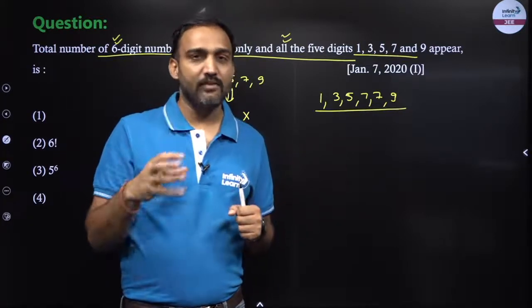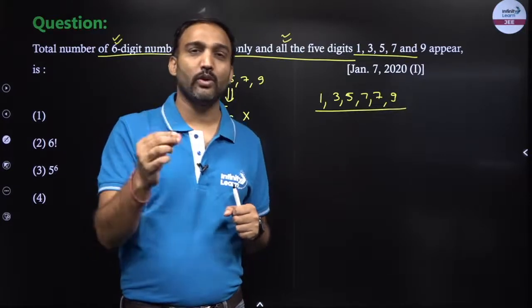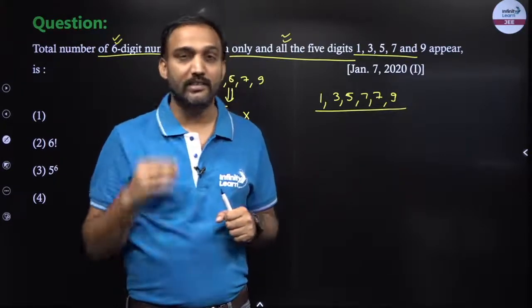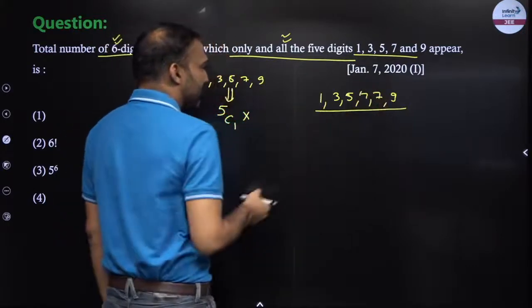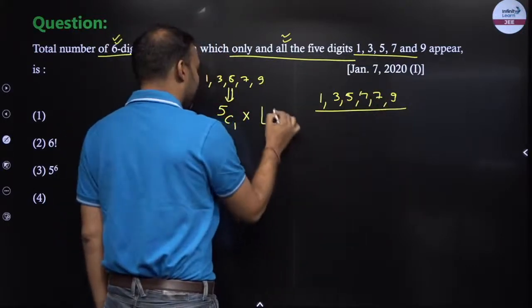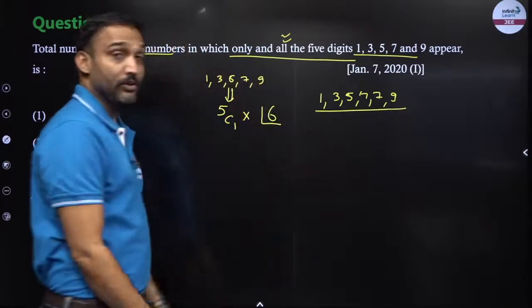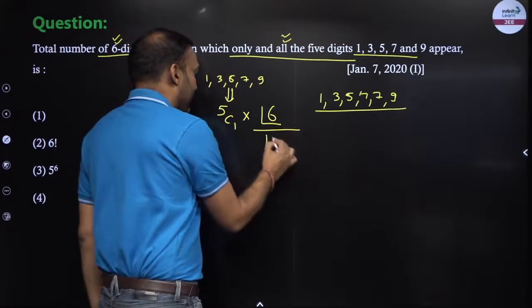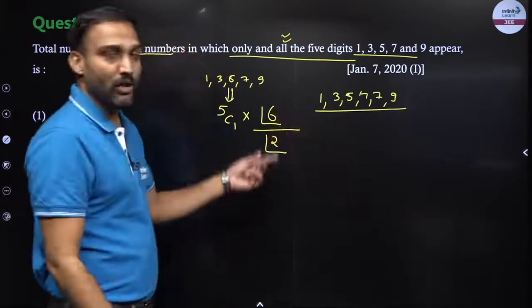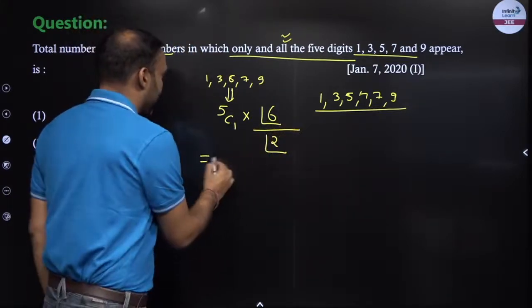And at the end, we'll divide the final answer by the factorial of the number of identical things that we have arranged. So now I am considering these 2 7s as distinct. So I have 6 distinct things. I can arrange them in factorial 6 ways, but the 2 7s are identical. So I will divide my answer by 2 factorial, the factorial of identical things. Now this will be your answer.